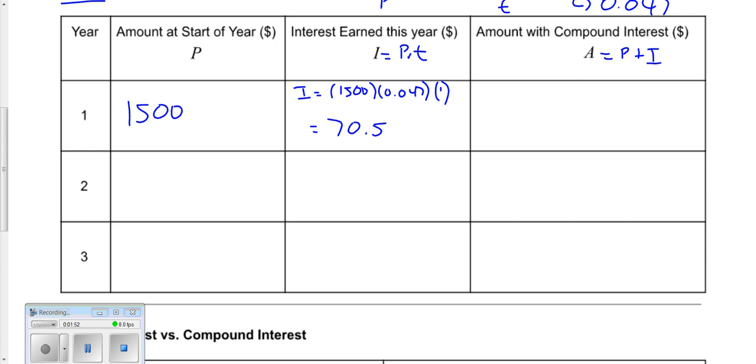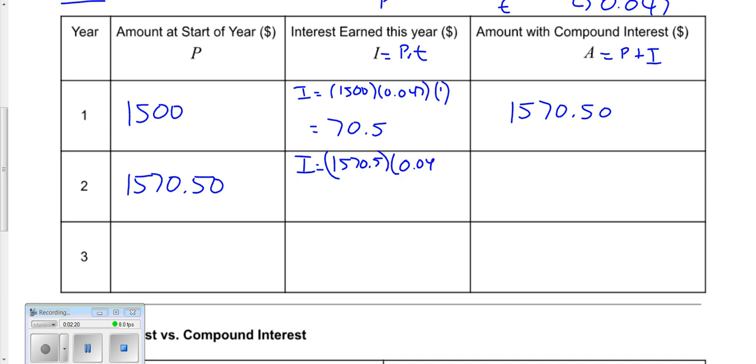So at the end of the investment, or the end of the first compounding year, the investment is now worth a total of $1,500 or $1,570.50. So that means at the beginning of the next year, the beginning of compound interest cycle year 2, your value is $1,570.50. So we're going to calculate our interest from there. So our interest is going to be 1570.5 times 0.047 times 1. And so our interest is going to be $73 and approximately 81 cents.